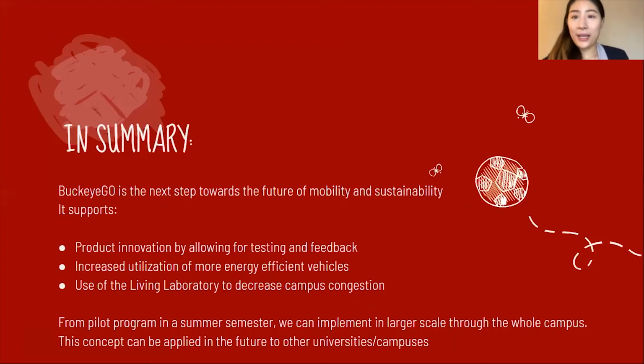In summary, BuckeyeGO allows for testing and intensive user feedback, which is crucial for product development. In using the Ohio State app, students can voice their opinions about the new vehicle, and this information can later be used by companies to improve their vehicle. Also, since vehicles that are going to be implemented on campus are required to be energy conscious, students will have the opportunity to use energy-efficient vehicles even if they don't own a vehicle themselves.